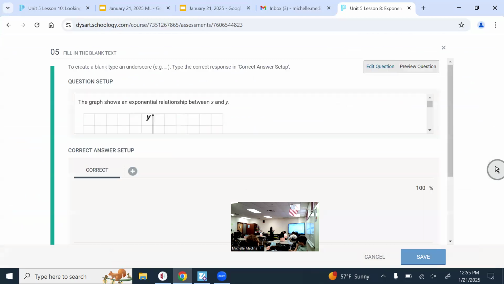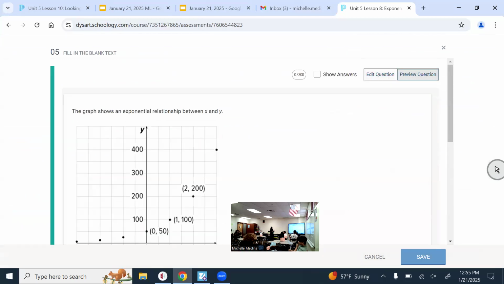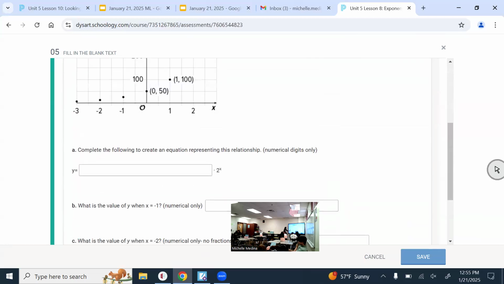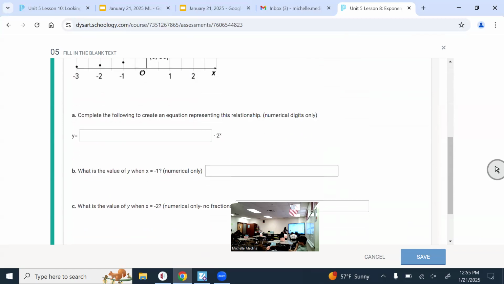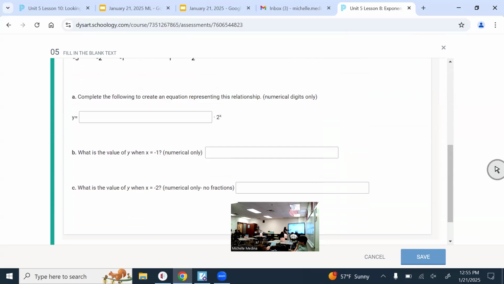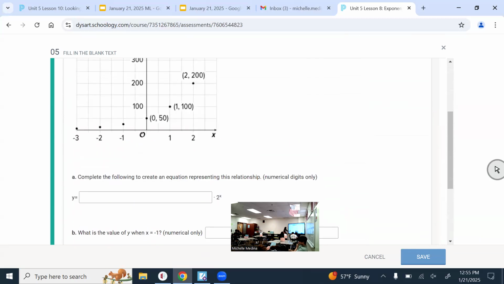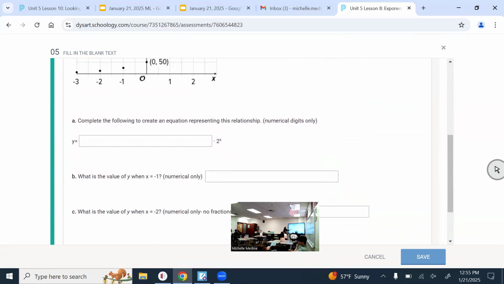So this was from Friday, so hopefully you got 80% or higher, or if not, then we can probably ask right now. So the graph shows an exponential relationship between X and Y. Complete the following: we need to create an equation representing the relationship. Solve for Y when X is -1 and solve for Y when X is -2. So let's see. Notice that it has the part with the exponent in there already, and it looks like they're using this type of setup that we've seen before.